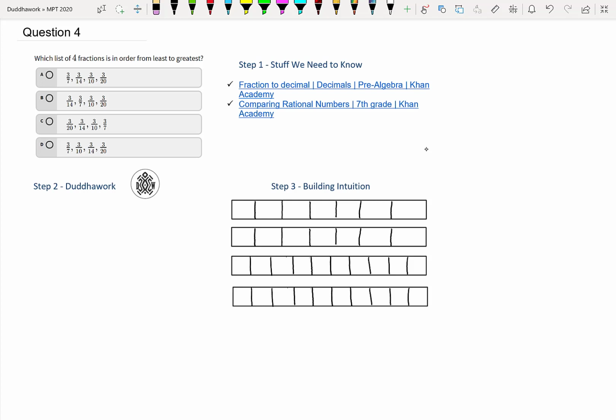Before we get going again, I strongly encourage you to attempt this problem by yourself, because that's where the real learning is.